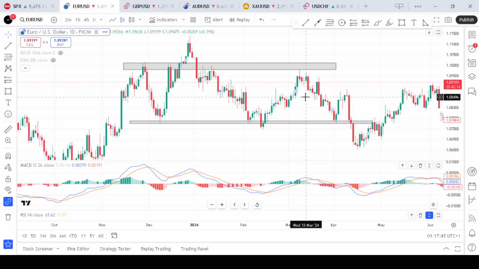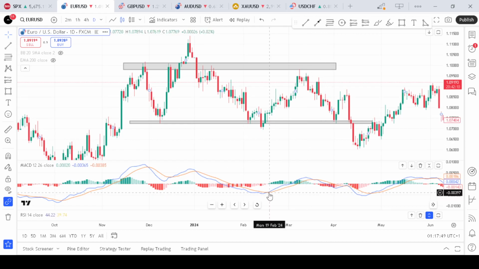We can also exit when we see a crossover between the MACD line and the signal line in the other direction. If we entered because of a bearish crossover, we can exit when we see a bullish crossover.